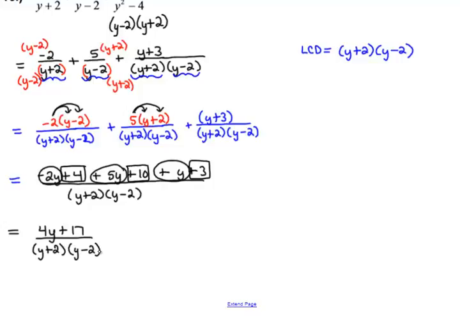I asked myself, can I factor anything out in the top? I cannot. Do I have to factor anything in the bottom? It's already factored. Can I cancel anything? I can't. So that means that that is my answer.